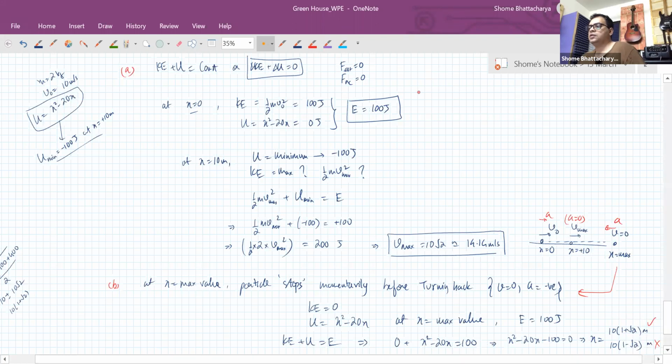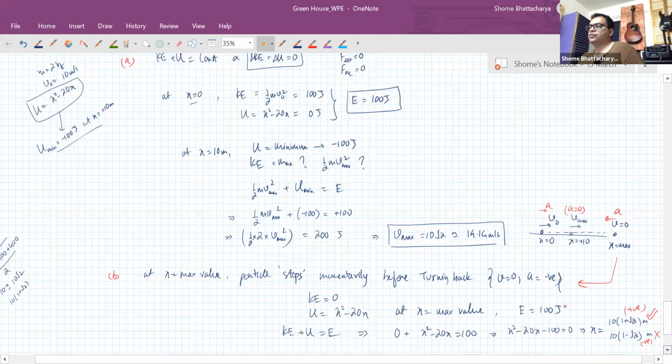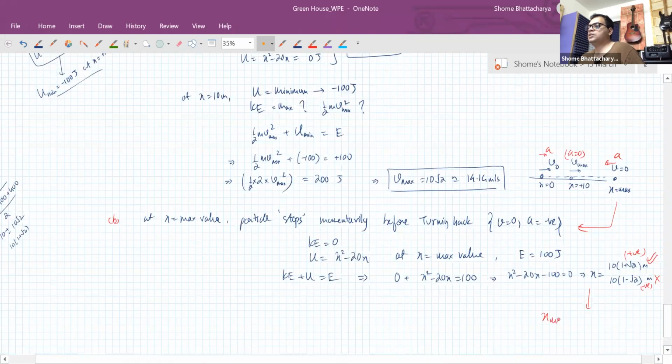Yes, that's correct, Tej. So the maximum will be the one which has a positive value, because this is a positive value, this is a negative value. So that is the one we'll consider for our answer now. From this we can see that the maximum displacement will be at 10 into 1 plus root 2 meters. So that's approximately 10 into 1 plus 1.41, which is approximately 24.1 meters. That will be the maximum displacement.